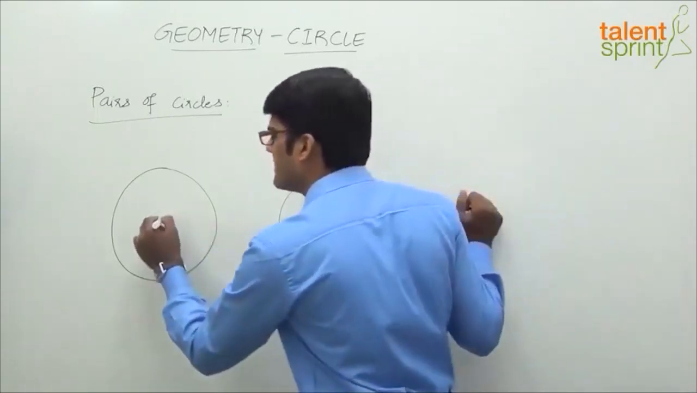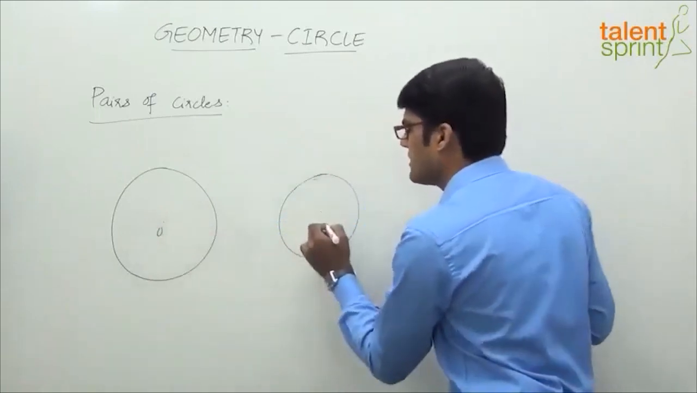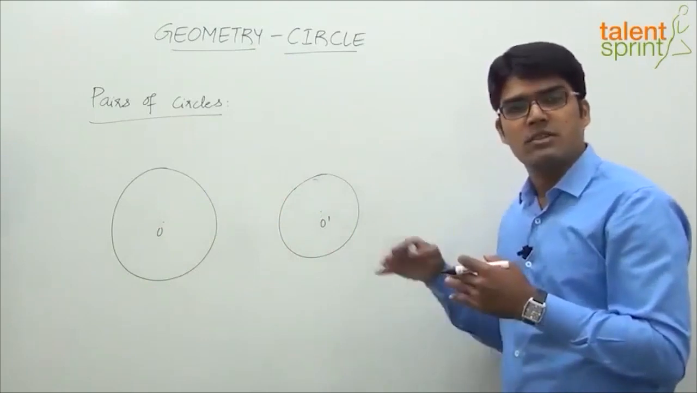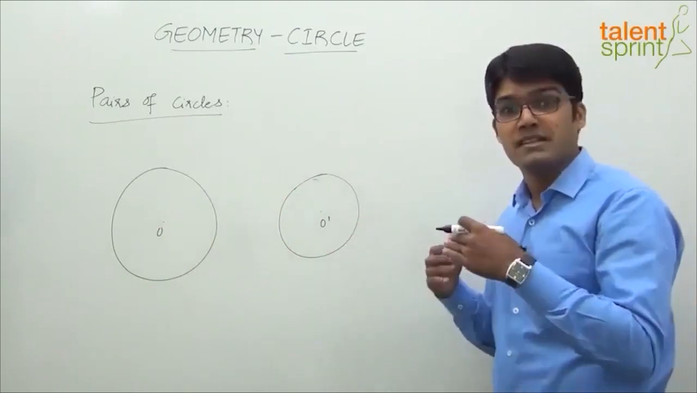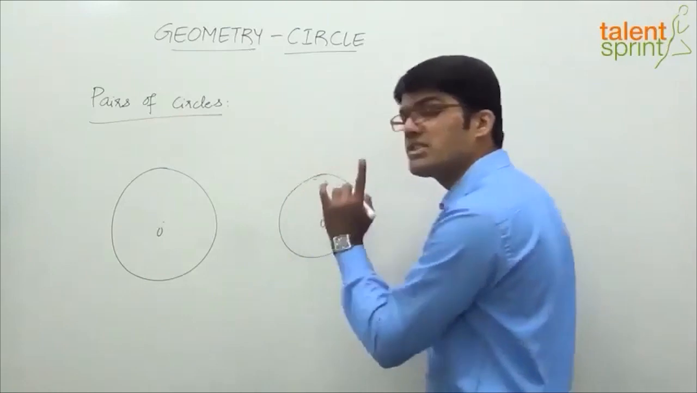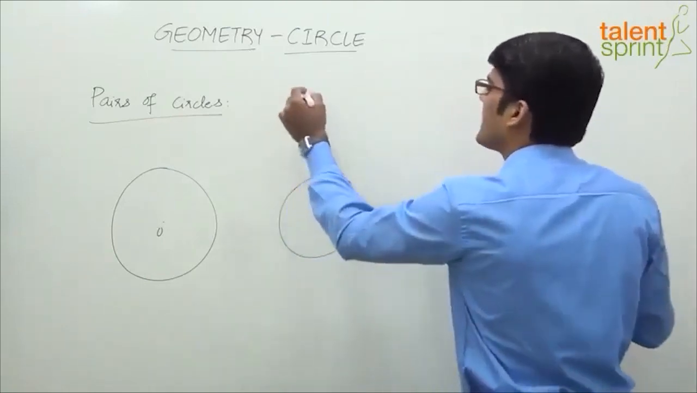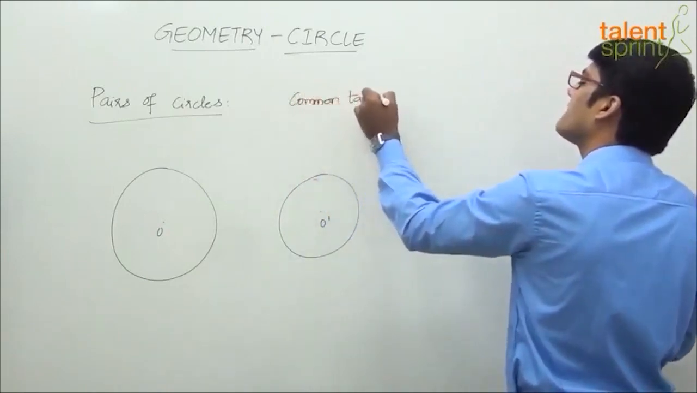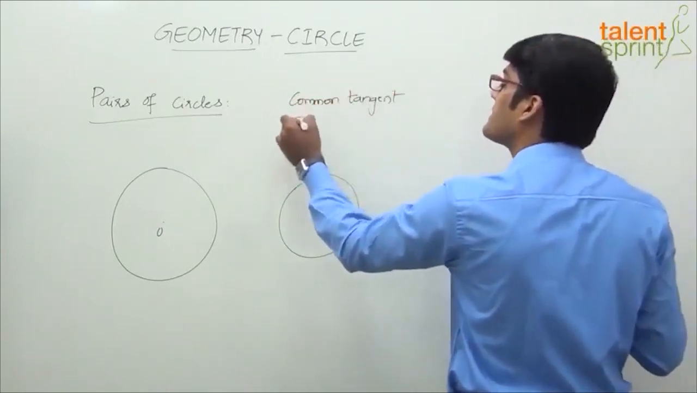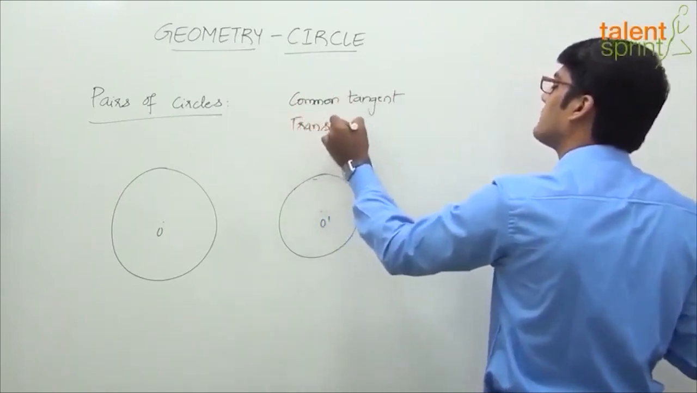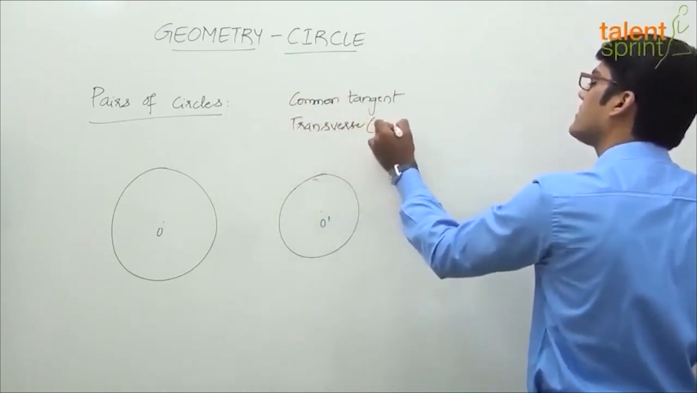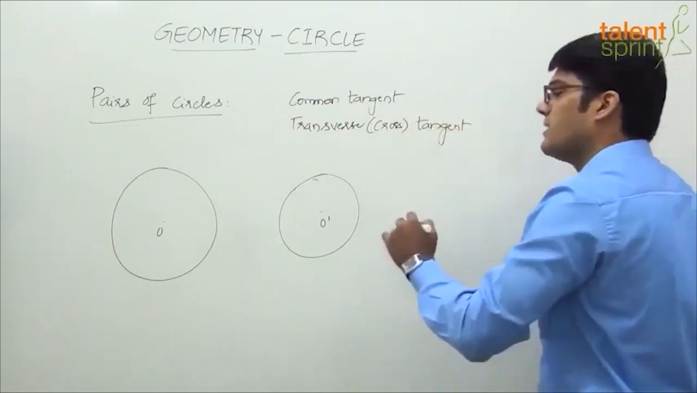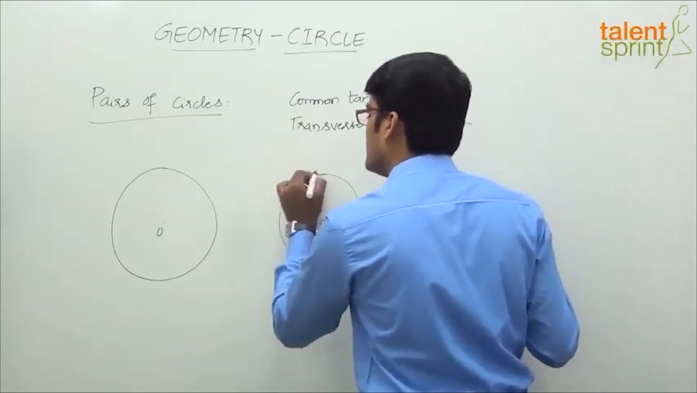So let's define these circles first. This is a circle with center O, here is a circle with center O dash. Now there is a common tangent possible for both the circles, a direct common tangent, right? And there will be two such tangents possible. First of all, two types of tangents. One is a direct tangent and the other is a transverse tangent, or you can call it a cross tangent. So a direct tangent is like this. These two circles have a direct tangent.